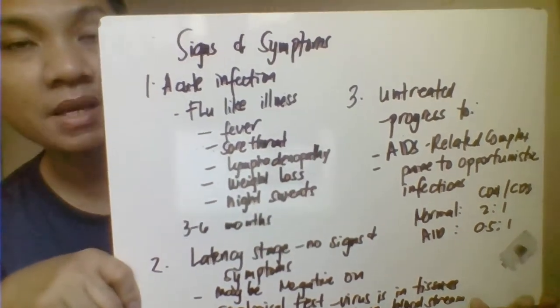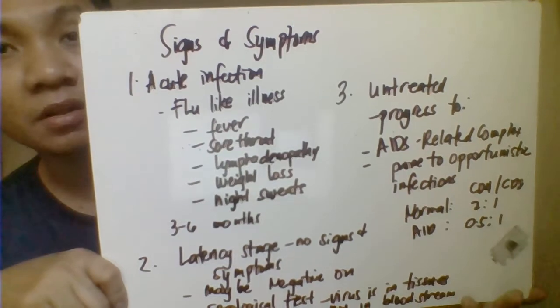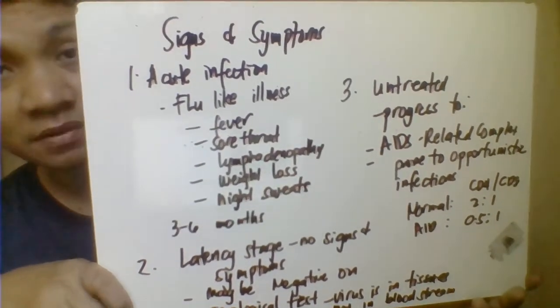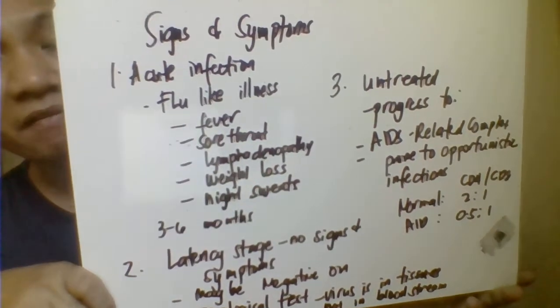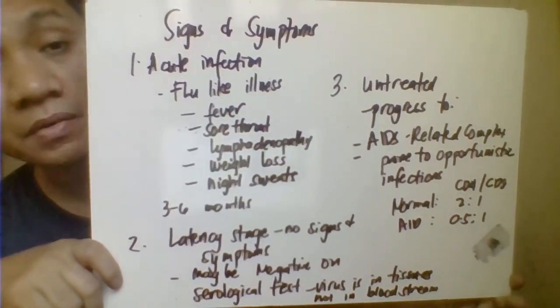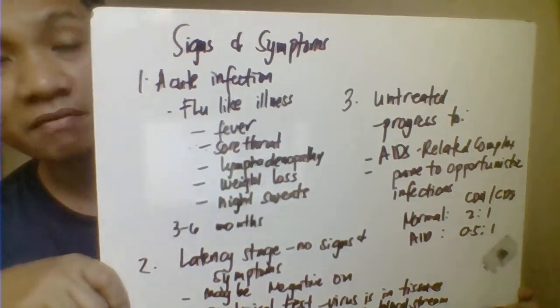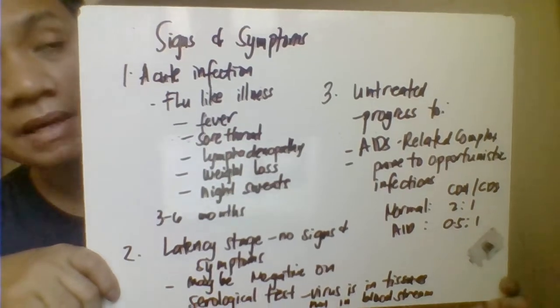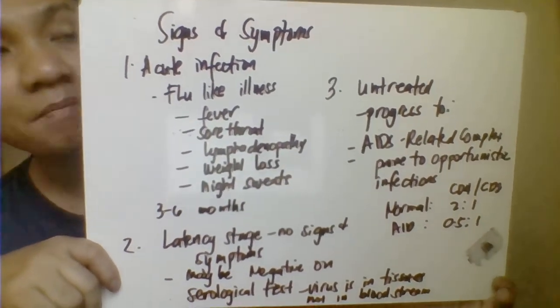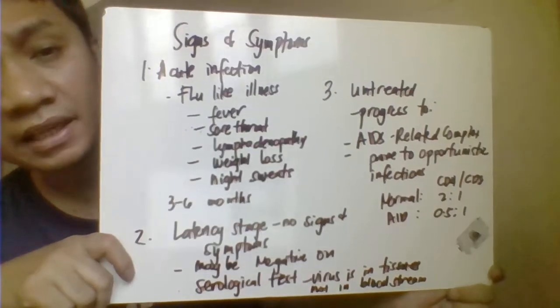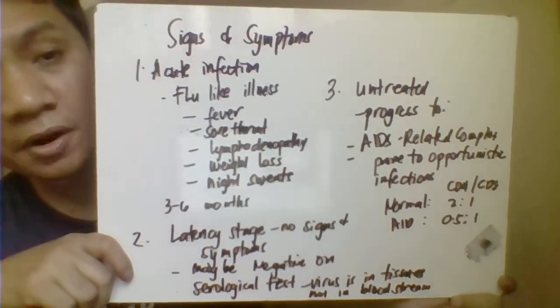Then after that, the patient undergoes a latency period where the patient doesn't show any signs and symptoms, and the patient may eventually give a negative result on serological tests, because the virus is not present in the bloodstream but the virus is in the tissues. And if left untreated, if the patient doesn't get tested and it isn't detected, then the patient would enter the AIDS-related complex.